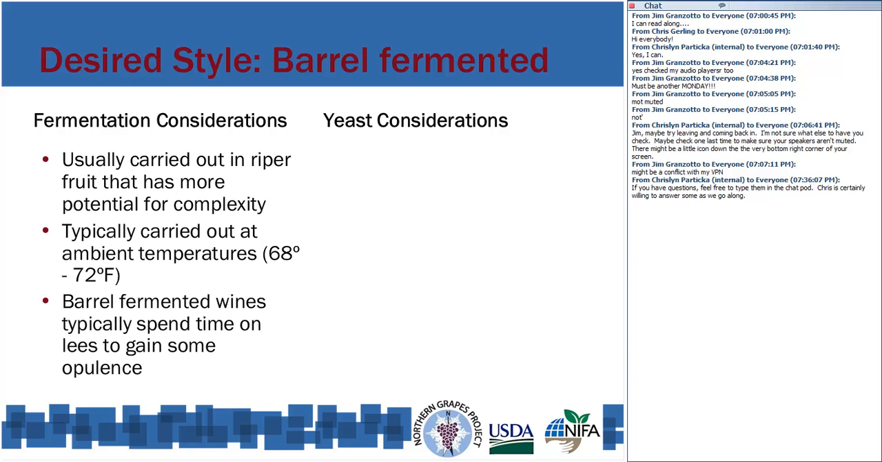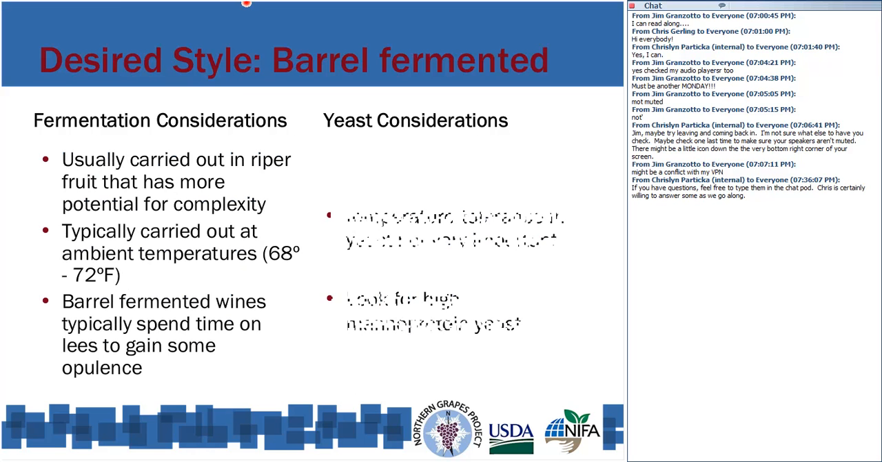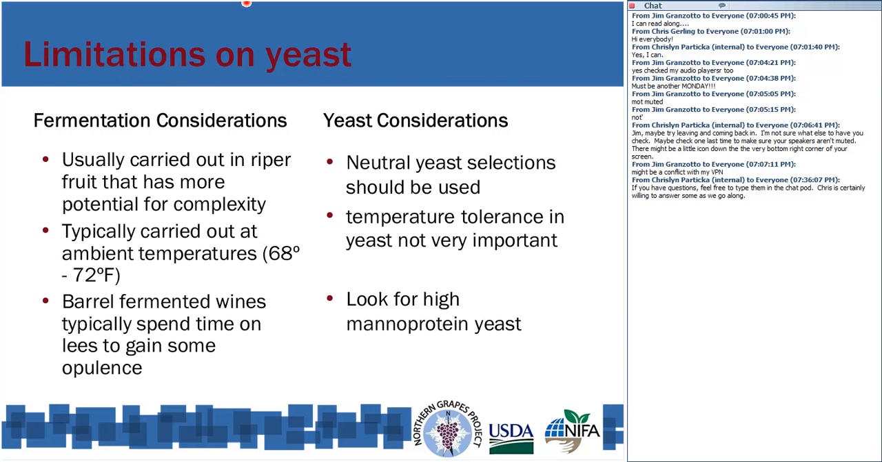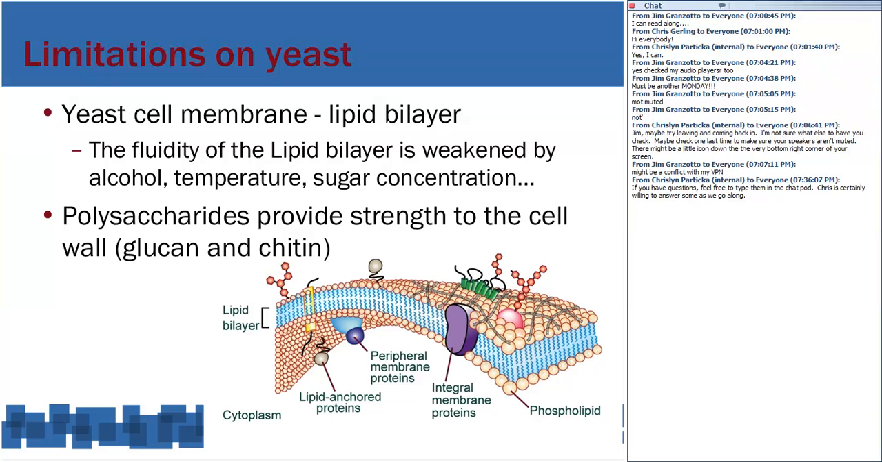And the barrel fermented wines usually spend some time on lees, so they'll gain some body and mouthfeel. So for yeast, because the fruit quality is better, you want a neutral yeast or something that's going to enhance the varietal character. The temperature tolerance isn't as important, and maybe if you're doing it on lees, you want to look for something that has a high mannoprotein production to increase that mouthfeel.